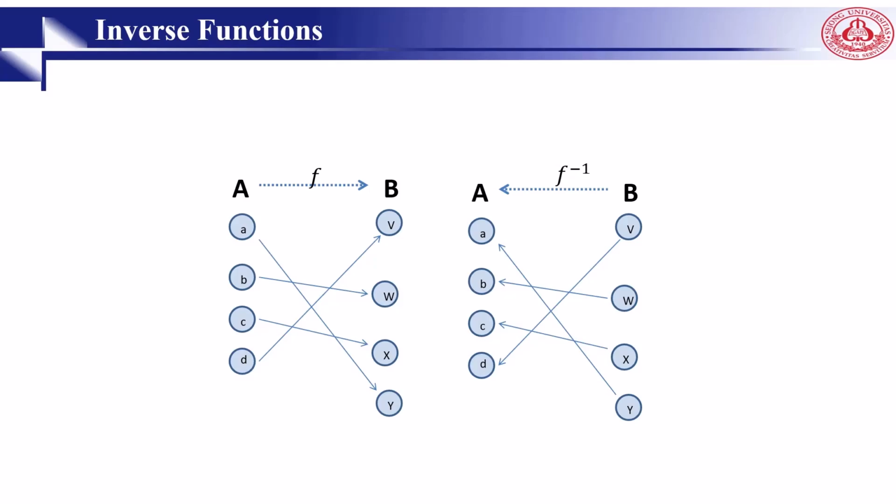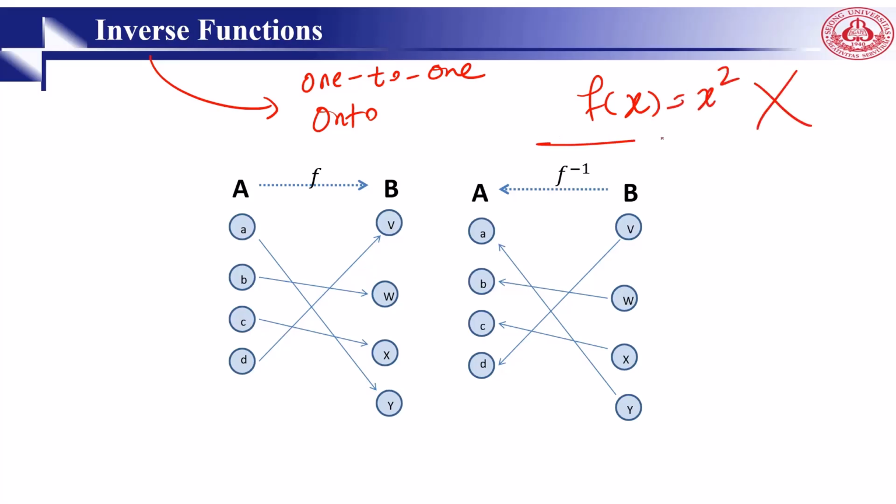Here is an example of an inverse function. It should be noted that no inverse function exists unless it is a bijection. It must be one to one and onto. For example, there is no inverse for x squared because it is not one to one and onto. Only a bijection function is invertible.